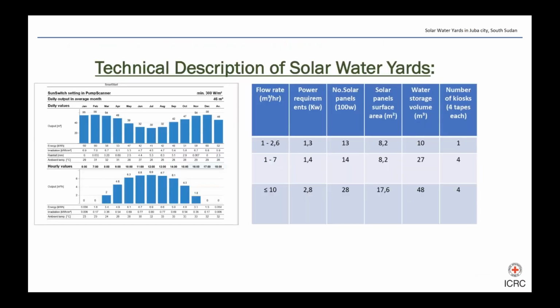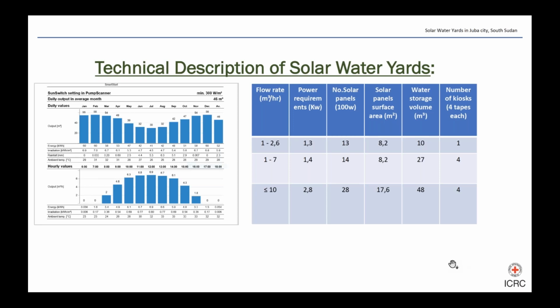In the next slide, you can see on your left a graph showing the variation of the water supply for each month of the year and then for the different hours of the day. In the months between May and August, which is the rainy season in Juba, the water supply reduces by as much as 55% because of the cloud cover.